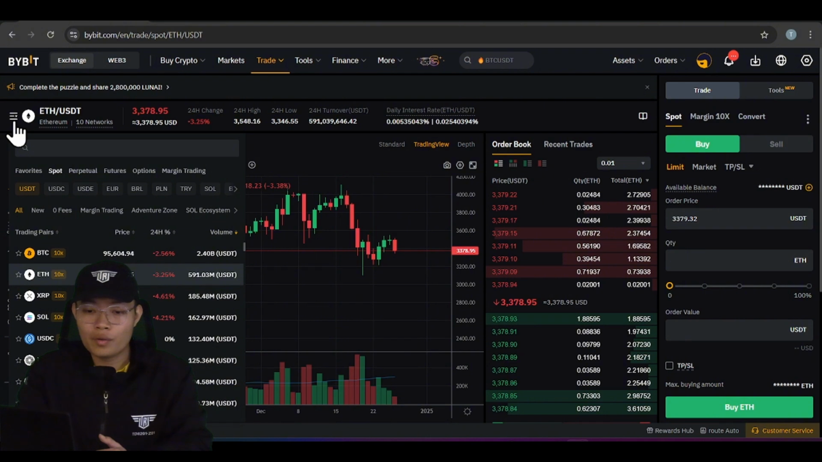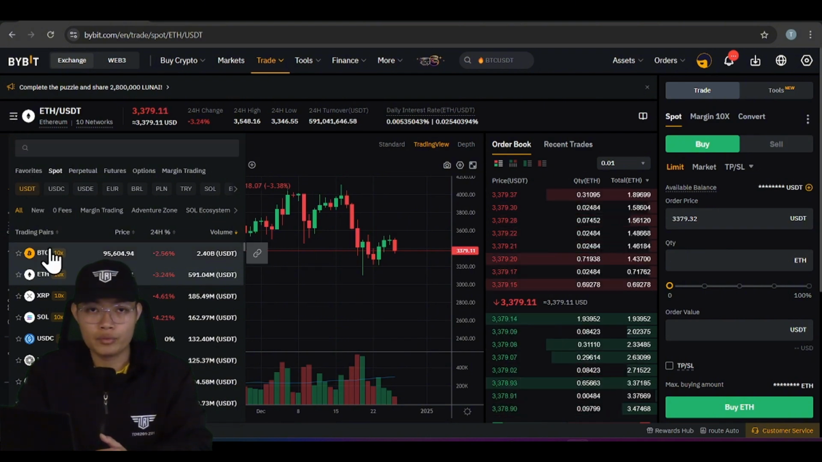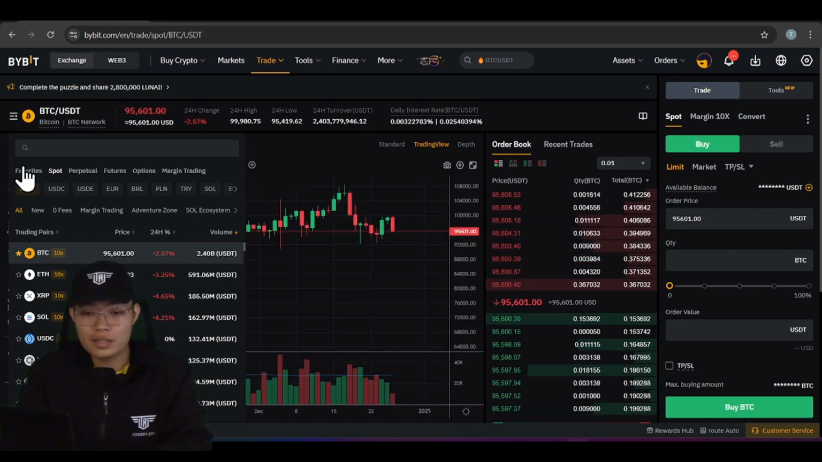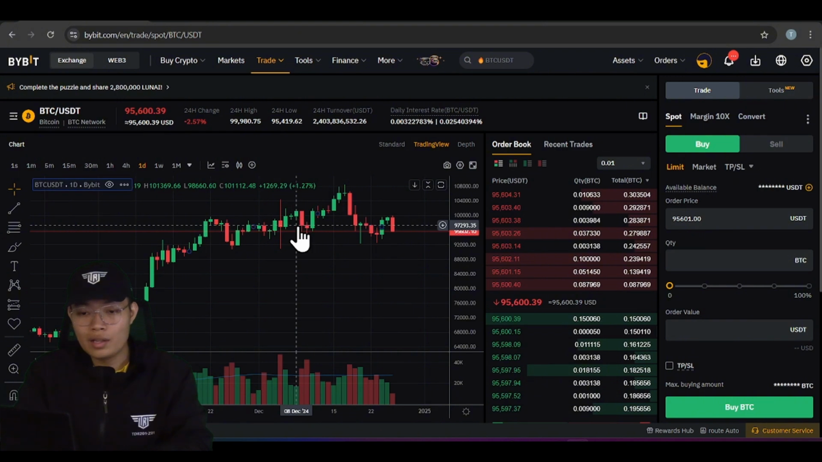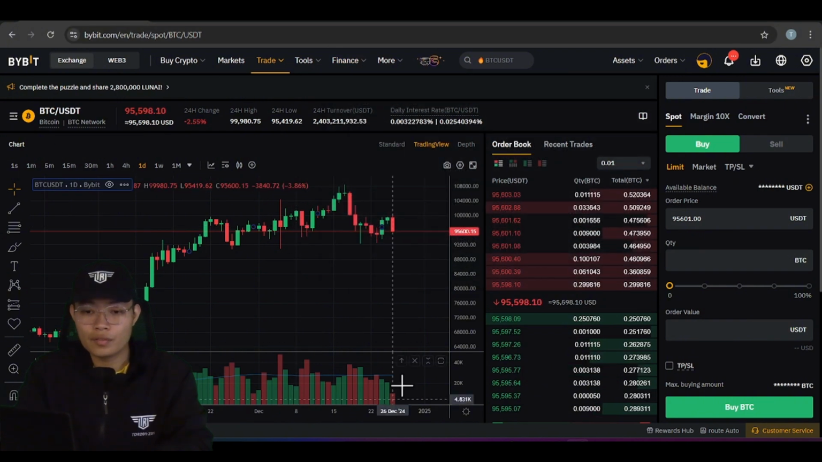All right. For this example, I'm going to use BTC. You can also star it. For example, if you think that this is the pair that you normally trade with, you can just click the star, right? So you can see it in your favorites. So this is how it looks in your trading dashboard.